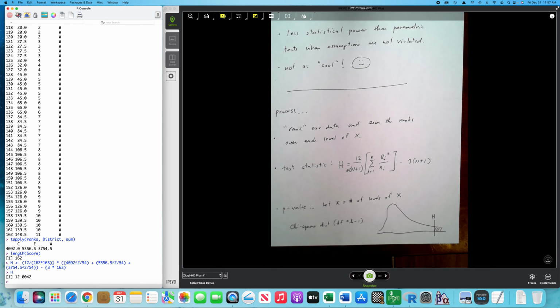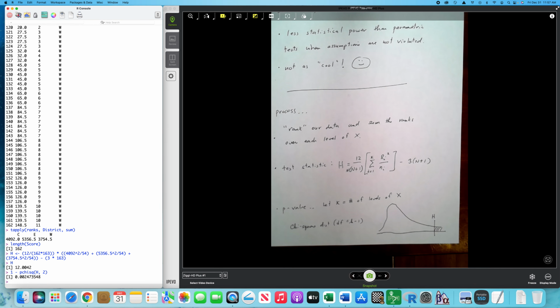So if I wanted to calculate my p-value, I would go 1 minus, because I need the upper tail in the chi-square distribution. So I need H, degrees of freedom 2 because I have 3 districts, and I get a p-value of 0.00247. This is a pretty good approximation, not bad.